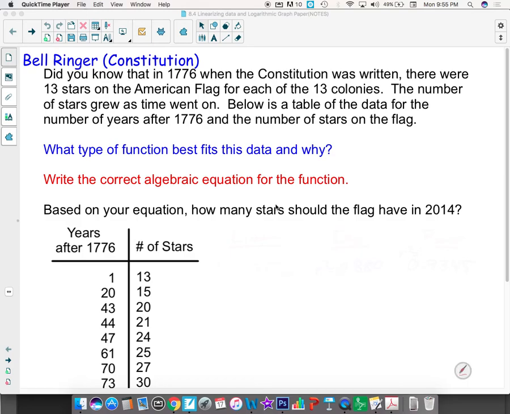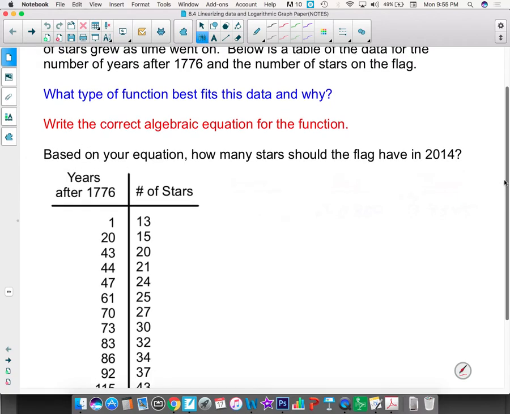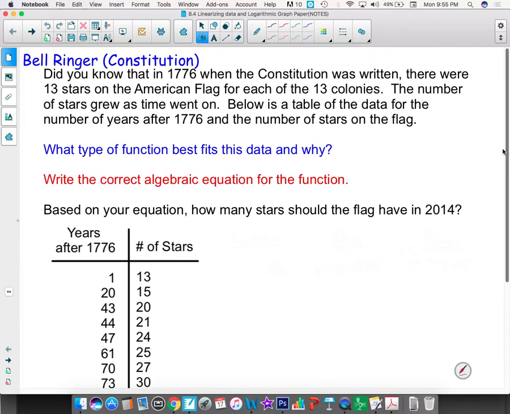Here is your bell ringer for the day. Please read this. Take some time to read this, and then I'll scroll down so you can see the points here that you're going to need. Actually, you guys have this on your sheet. You have a handout, so you can go ahead and read it and try it first.